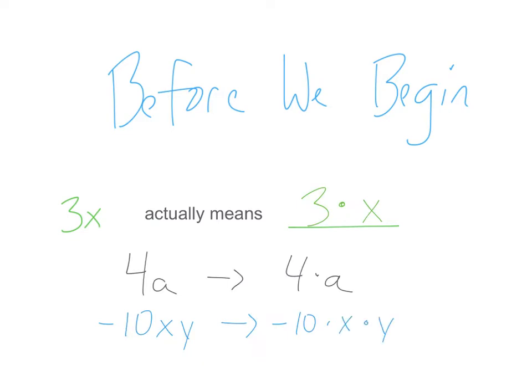We need to be able to understand that when you have a number next to a variable, it actually means that number times that variable. Or two variables next to each other mean, in this case, xy meant x times y. Okay? So if you're good with that, you have what you need to be successful today.